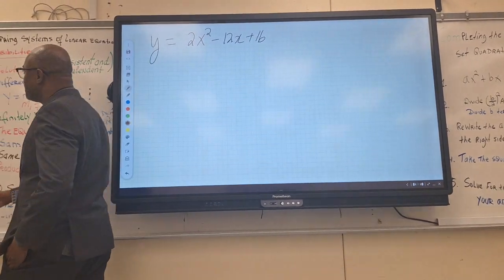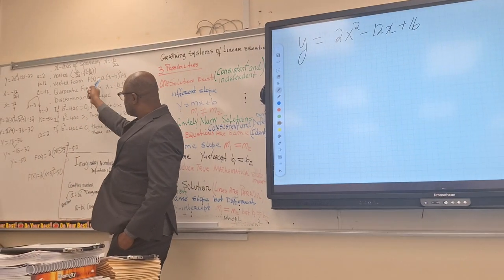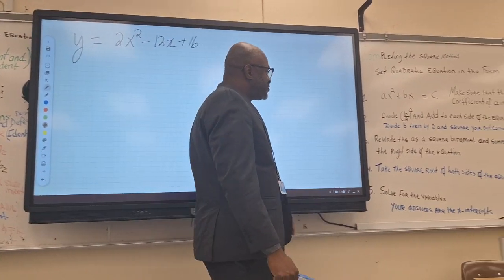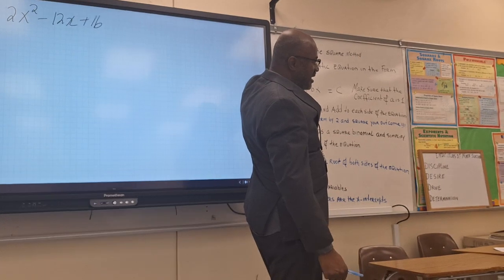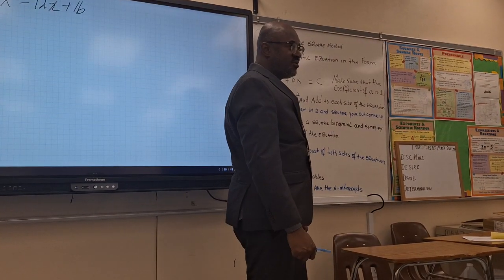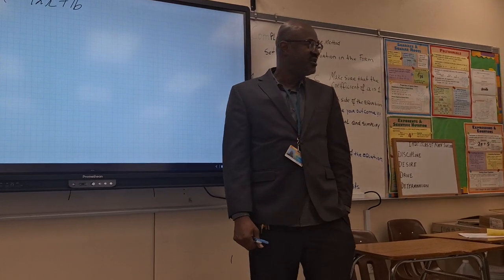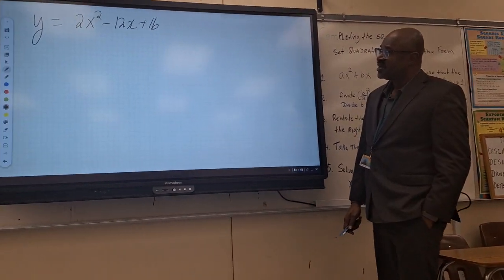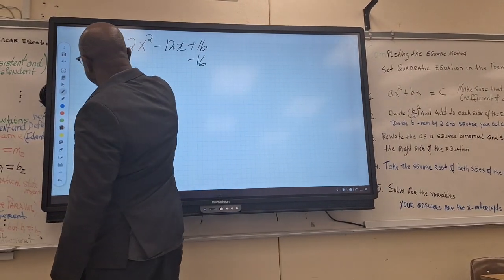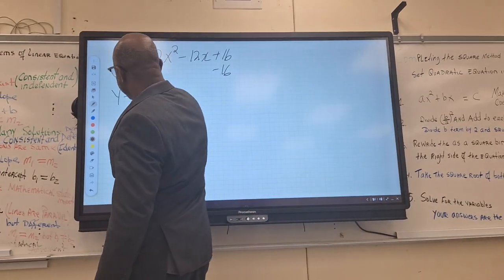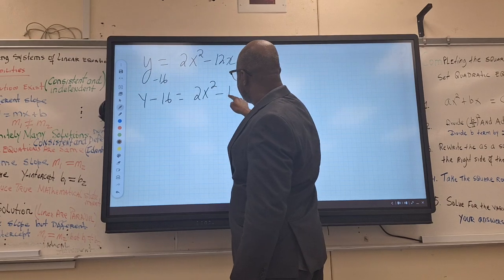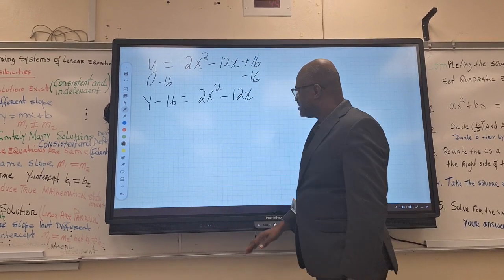The goal is to transform your equation into vertex form. As you can see, your goal is to have the ax squared and your bx on this same side. Whatever this is, you have to get rid of it. In this case, what will you do? You subtract 16 from each side. Inverse operation. Then you will have y minus 16 is equal to 2x squared minus 12x.